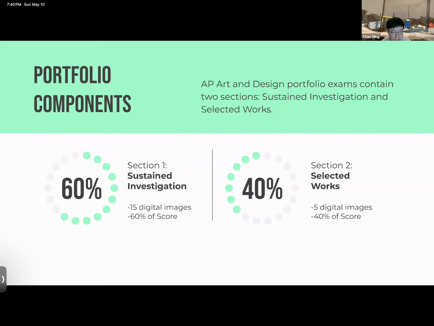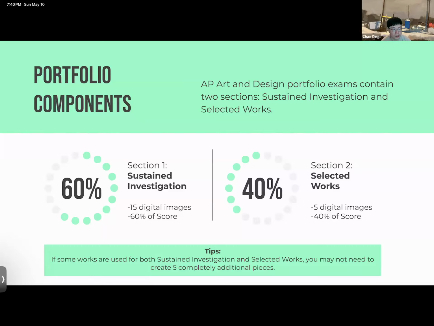The second section, Selected Works, counts for the remaining 40% of the score, and includes 5 high quality works. These pieces are chosen to demonstrate the student's strongest technical skills and artistic achievement. Sometimes the student may use work from their previous Sustained Investigation, which is 15 pieces, so they don't always have to create 5 completely separate pieces. In total, you can choose to submit either 15 or 20 pieces for your AP portfolio.